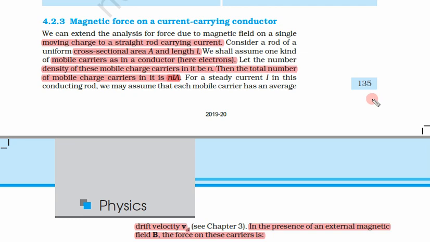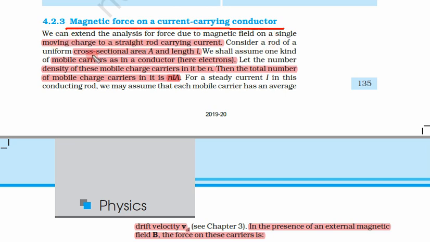We have seen the Lorentz force on a single charge. Now we are extending the same thing, the magnetic force, to a current carrying conductor.